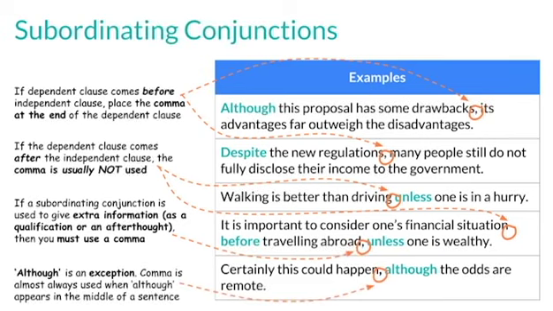Lastly, I want you to note that the word although is an exception. A comma is almost always used whenever although appears in the middle of a sentence, as you can see in the example over here.